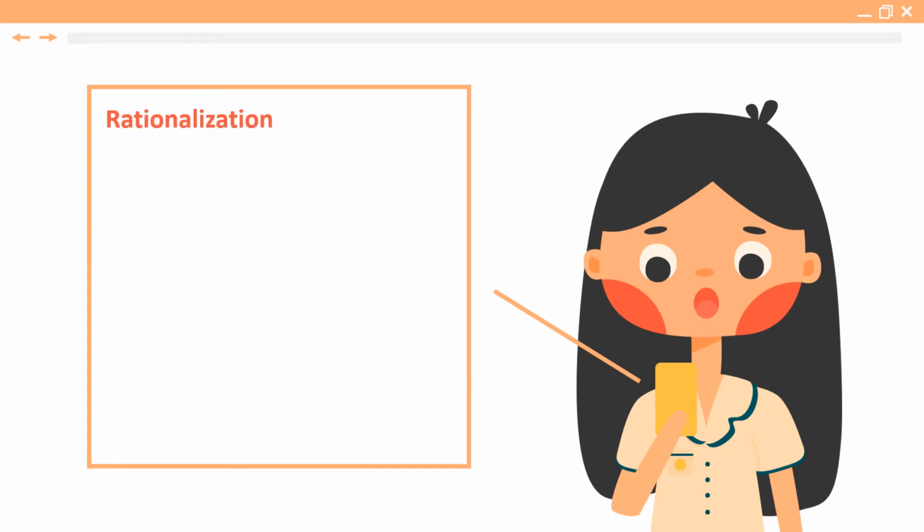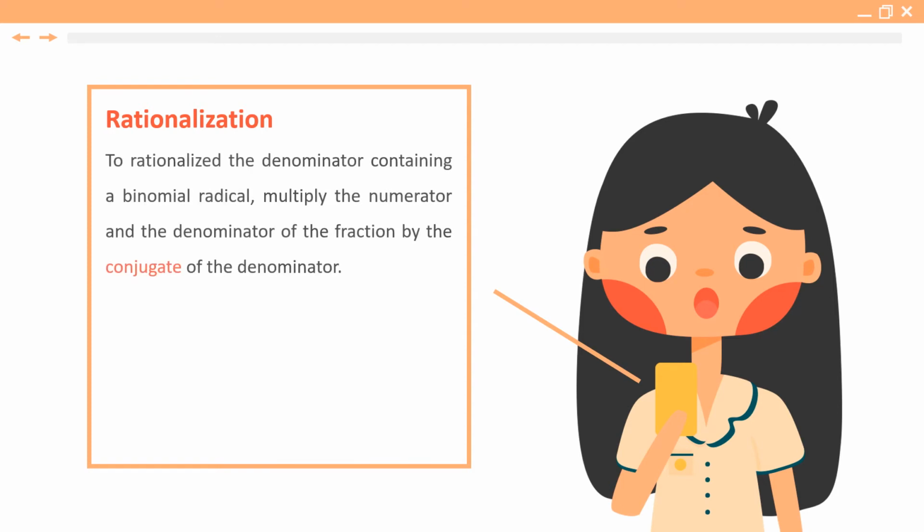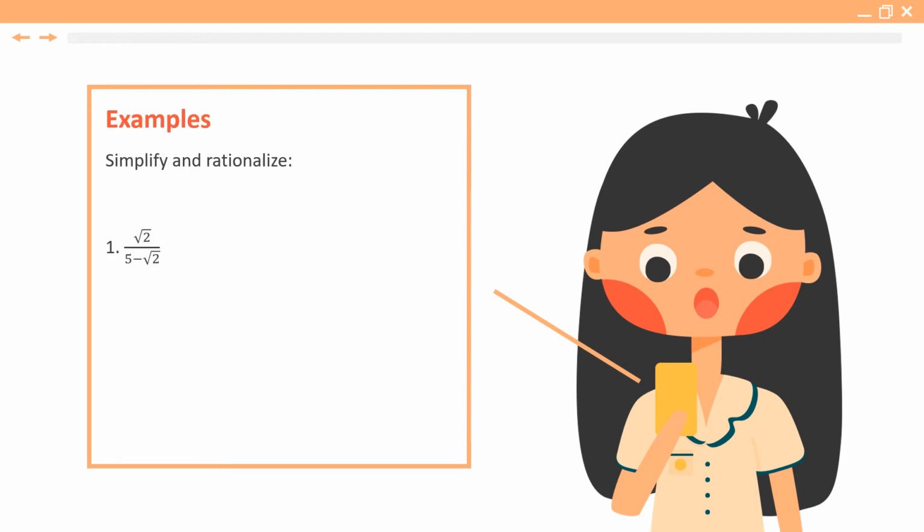Now let's proceed to our rationalization part. So to rationalize the denominator containing a binomial radical, we must multiply the numerator and the denominator of the fraction by the conjugate of the denominator. So here is an example of a conjugate. So let's simplify and rationalize. So if you have square root of 2 over 5 minus square root of 2, we multiply it by its conjugate. So that's 5 plus square root of 2.